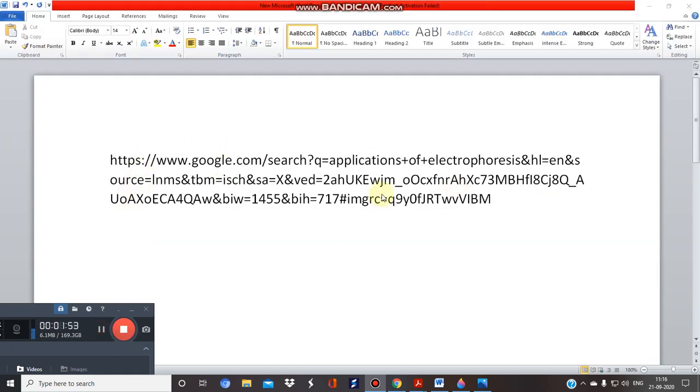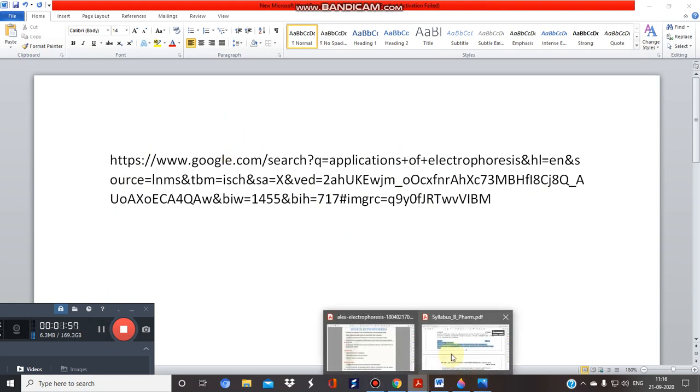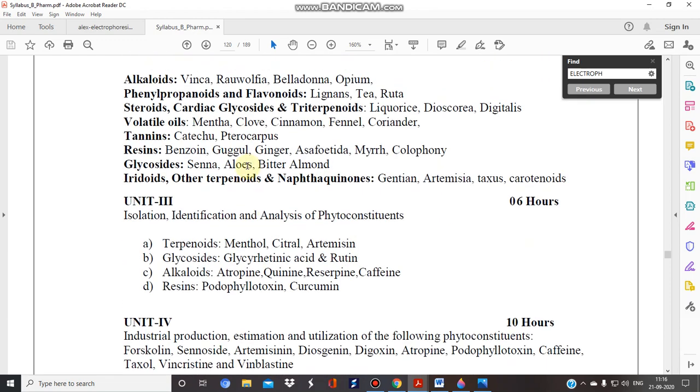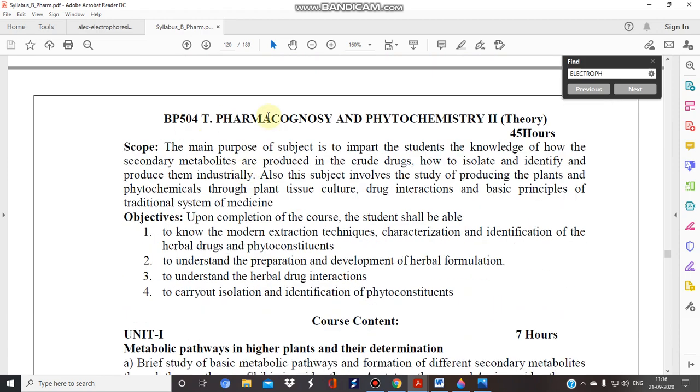This is the reference I have used. I hope now you have a clear-cut idea about electrophoresis. We have completed this whole unit, that is the basics of phytochemistry, because we have completed the modern methods of extraction. We have completed the latest applications of spectroscopy and chromatography as well as electrophoresis in the purification, isolation, and identification of crude drugs. Yes, we have completed this unit, that is unit number 5, basics of phytochemistry.